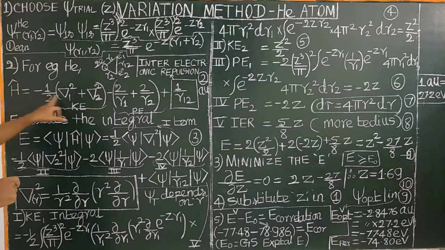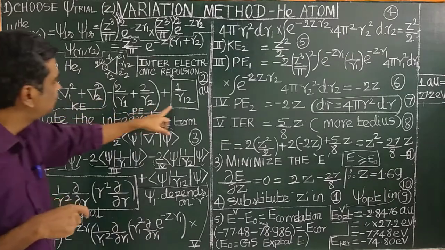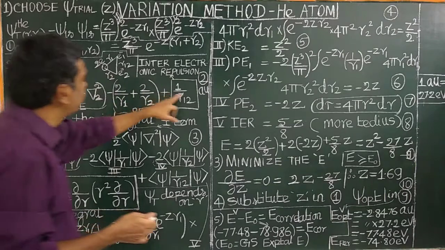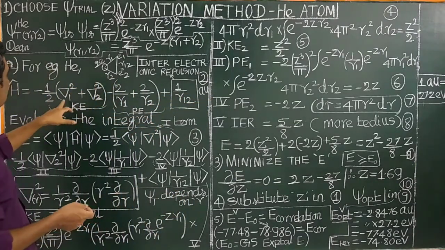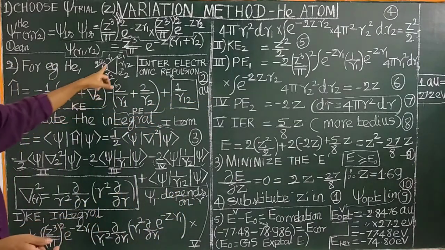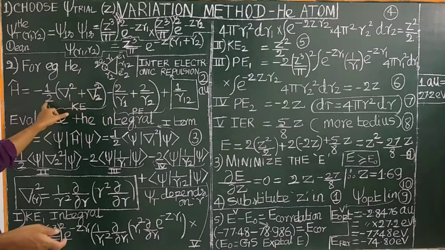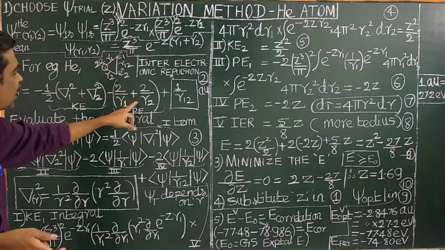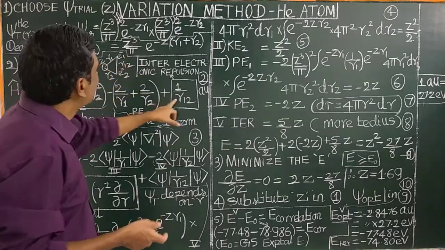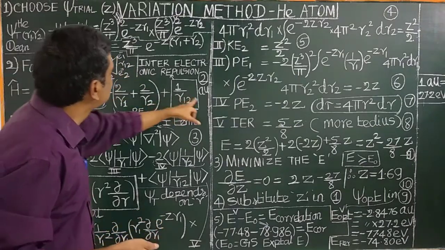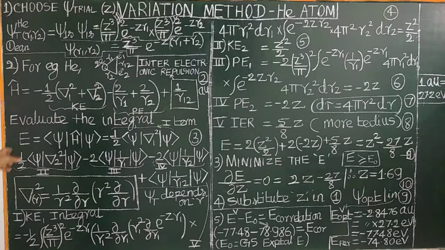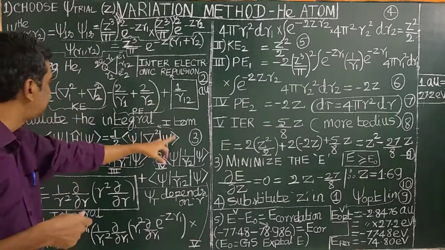Therefore, for the helium atom the Hamiltonian operator is constructed. We have already shown, please see the video, in atomic units. Here ∇1² is the kinetic energy term for electron 1. ∇2² is the kinetic energy term for electron 2, then the potential energy term for electron 1, and this is the potential energy for electron 2, and this is the inter-electronic repulsion term. r12 is the distance between electron 1 and electron 2. Therefore, there are 5 terms involved.